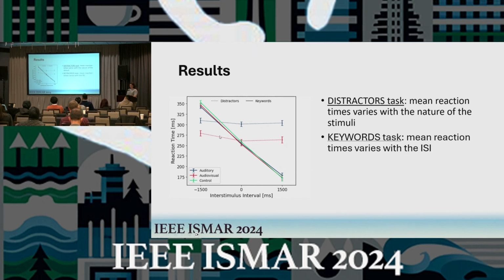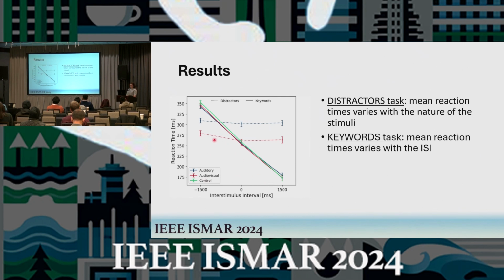In the distractor tasks, we have that the mean reaction time varied with the nature of the stimuli. So if we take a look at, let me just get the laser pointer, those two lines here, this is the distractor tasks. So we can see that the mean reaction time varied for auditory, which is here in blue, and audiovisual, which is here in red. And when we talk about the keywords task, we see that the mean reaction time didn't vary. So we're taking a look at these lines here. So I can see that it was pretty much the same reaction time for all of the groups.